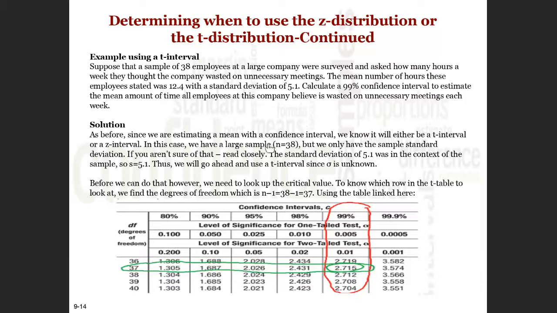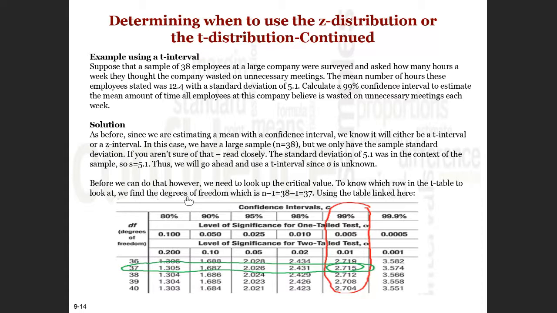So as before, since you're estimating a mean with a confidence interval, you know it will either be a t-interval or a z-interval. In this case, you have a large sample, but you only have the sample standard deviation, not the population standard deviation. So if you aren't sure of that, you have to read closely. The standard deviation of 5.1 was in the context of the sample. So s equals 5.1, small s. Thus, you have to go ahead and use a t-interval since sigma is unknown.